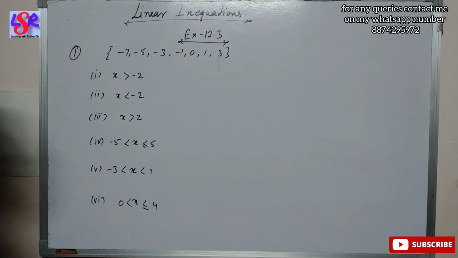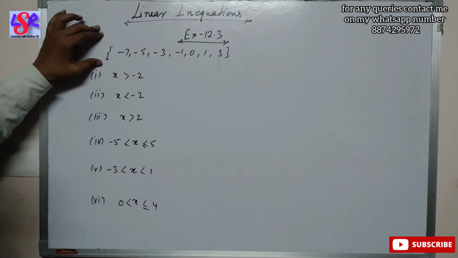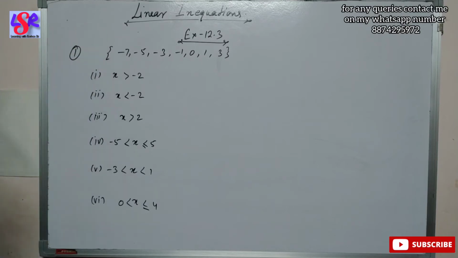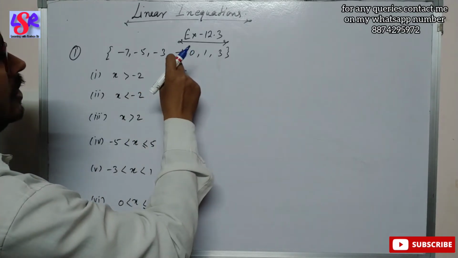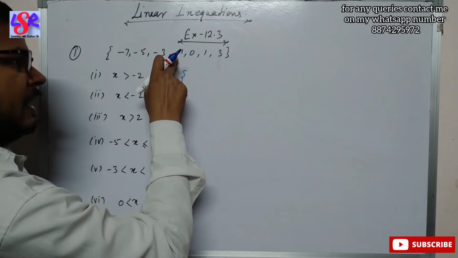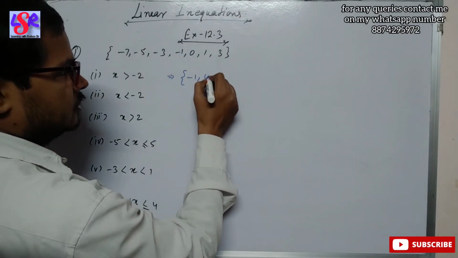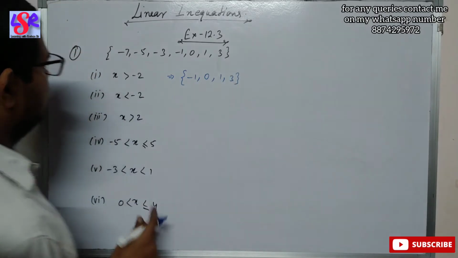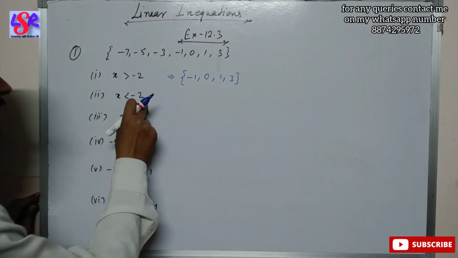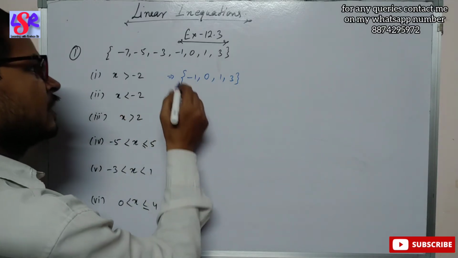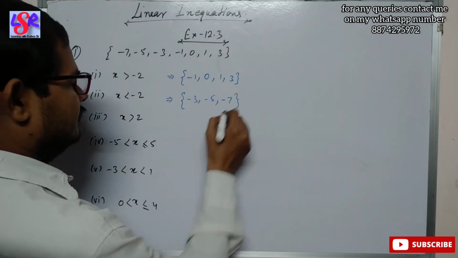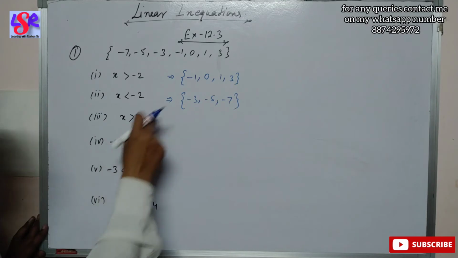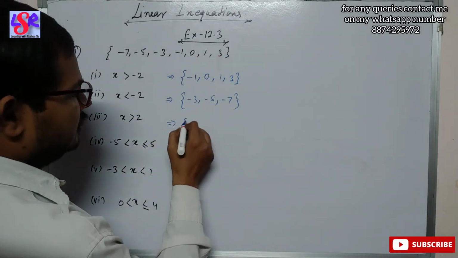Now let's go with exercise 12.3 question number 1, in which we have been given with this set that will act as a replacement set, and we have to find the solution set for all of these. Now the first question we have been given that x is greater than -2. So x is greater than -2, we will be taking the numbers which are greater than -2, and this is -1, 0, 1, 3. Then in the second case it is x is less than -2, तो इसके लिए हमारे पास सेट हो जाएगा जो -2 से छोटे हैं, that is -3, -5 and -7. Then we are having x greater than 2, 2 से बड़े मैं ओनली हमारे पास 3 है.